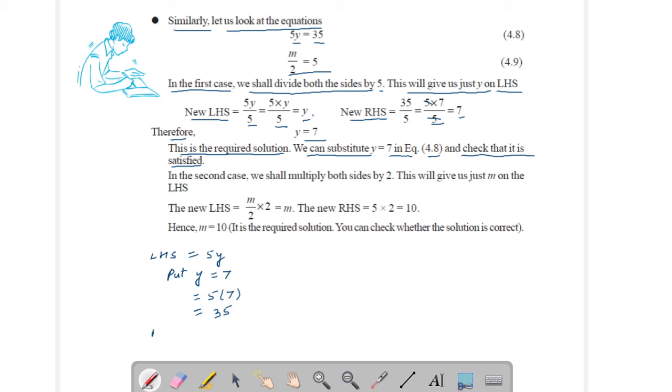And what is right hand side? It is 35. It means left hand side is equivalent to right hand side. Here left hand side equal to right hand side. Hence verified. It means y equal to 7 is the solution of the first equation.